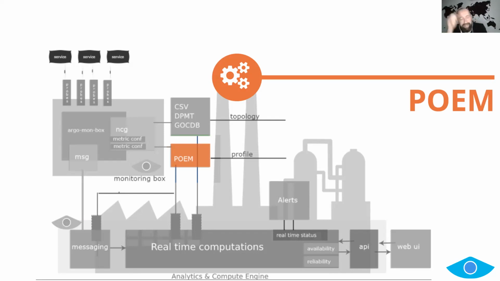But then in EOSC-hub, we had the task of providing a one-stop shop, so basically an easy way to spawn a new tenant, a new Argo instance. The POEM component basically grew, and nowadays it provides everything that is needed, from configuring how to monitor this particular service to the information on how to generate a full-blown report for a given tenant slash project.